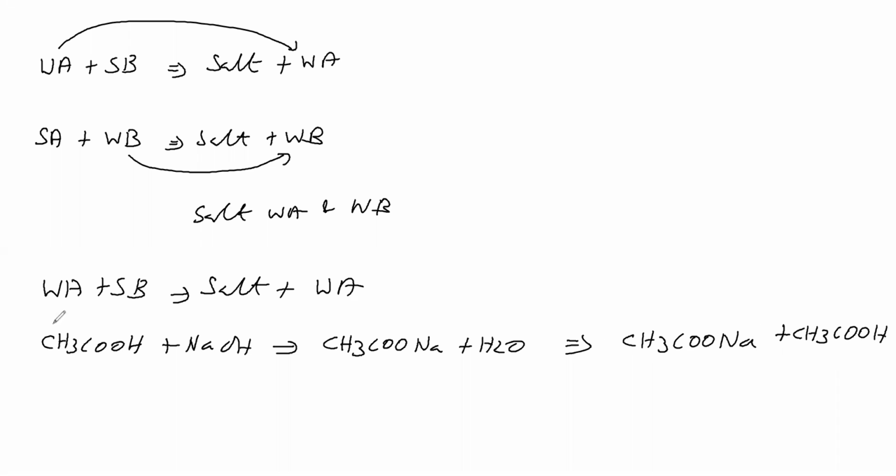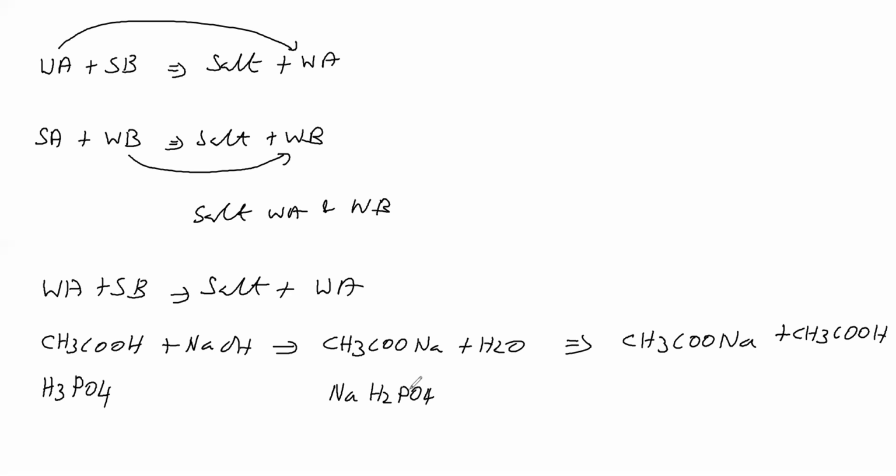So now I will take the weak acid as H3PO4. The weak acid H3PO4 we have taken. Now the base is the same, sodium hydroxide. What is the salt? Suppose NaH2PO4.